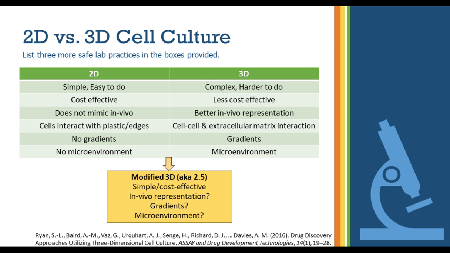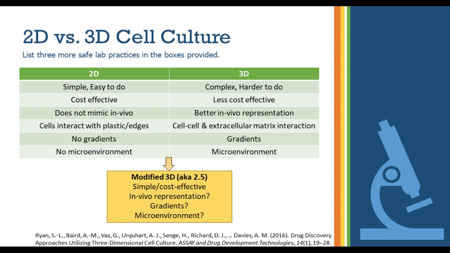Now, there are some differences between 2D and 3D cell culture, and a lot of our other presenters, if you want to go back and look at some of their presentations, really did talk about the differences between 2D and 3D culture. So I did want to give you a little bit more background on the differences. 2D is simple, easy to do, and cost-effective. However, it doesn't really mimic in vivo, and the cells only interact with the plastic and the edges of the plate. They don't really interact as much with each other or the matrix. They also don't have gradients or a microenvironment.